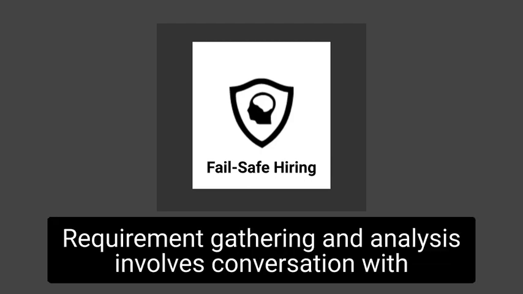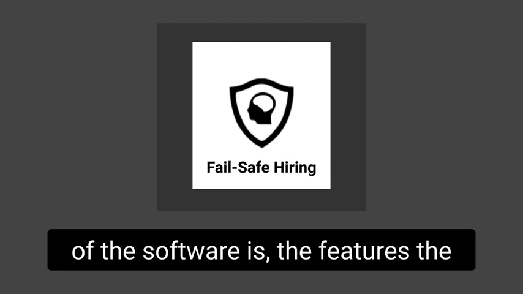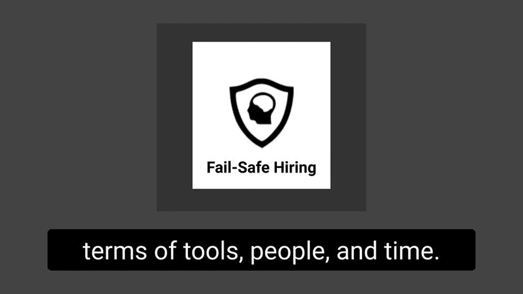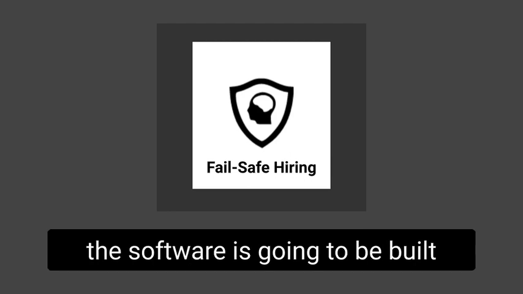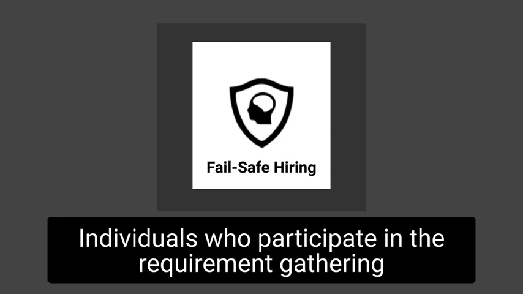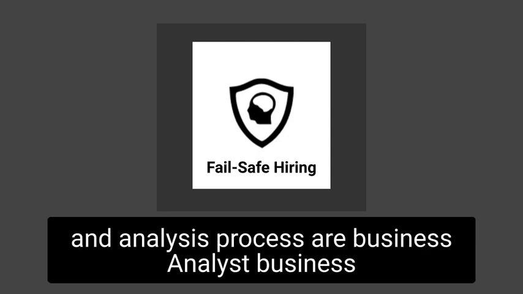Requirement gathering and analysis involves conversation with stakeholders to articulate what the main scope of the software is, the features the software should have, the resources needed in terms of tools, people, and time. This phase involves critical decision-making on how the software is going to be built and the must-have features in it. Individuals who participate in the requirement gathering and analysis process are business analysts.